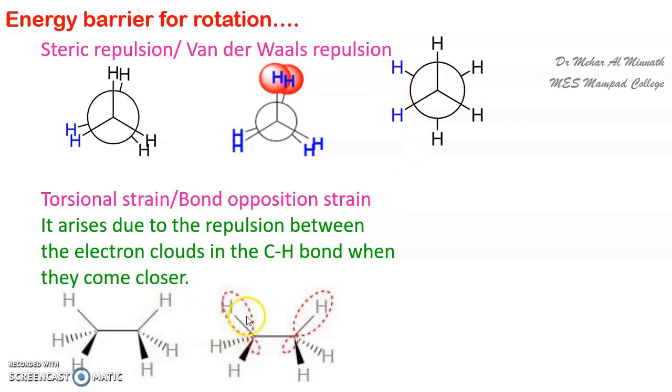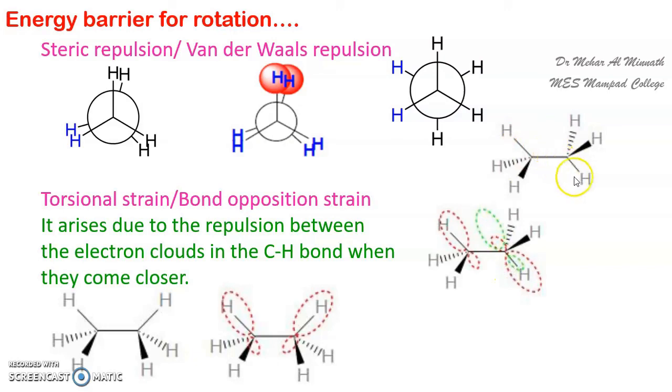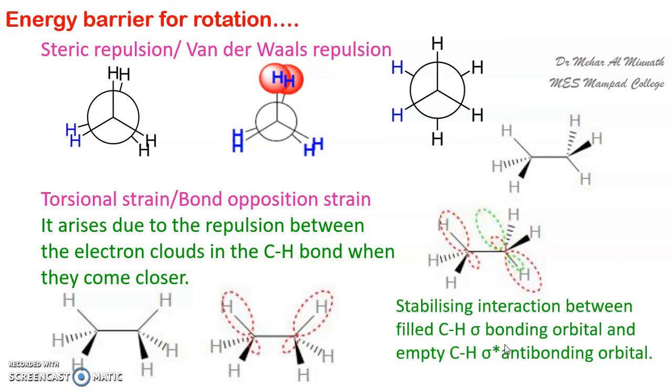But in the case of the staggered conformer, the hydrogens in reference are opposite to each other, anti to each other, and the dihedral angle is 180 degrees. You can see here the filled orbitals are anti to each other, 180 degrees apart. But at the same time, nearer to the filled orbital of one hydrogen, there is an unfilled anti-bonding sigma star orbital.